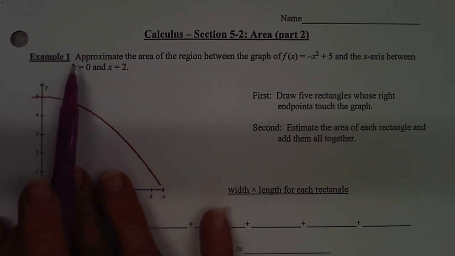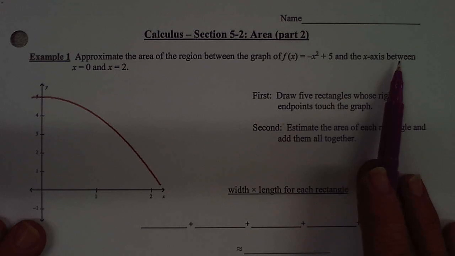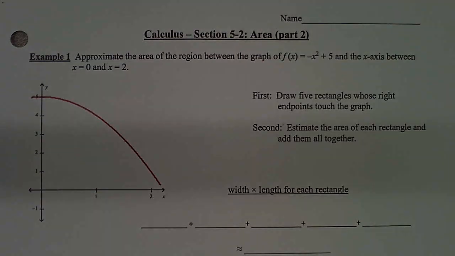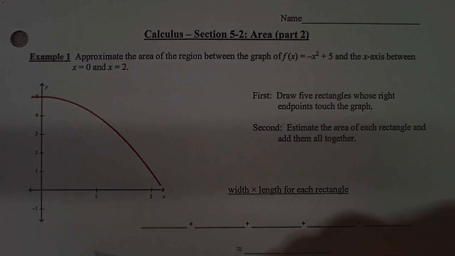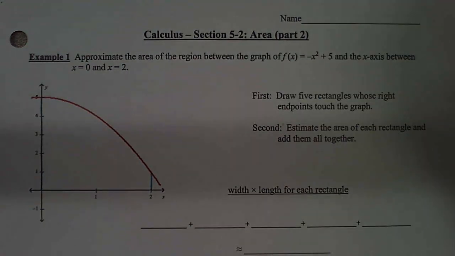So this first example says to approximate the area of the region between the graph of f of x equals negative x squared plus 5 and the x-axis between 0 and 2. So here is that curve. Here is my x-axis. I want to know what it is just from 0 to 2. So I'm looking just from x equals 0 here to x equals 2 here. And the way that we are going to approximate what that area underneath the curve is going to end up being is we're going to do it by putting a bunch of rectangles underneath and finding the area of each of those individual rectangles and adding them up.